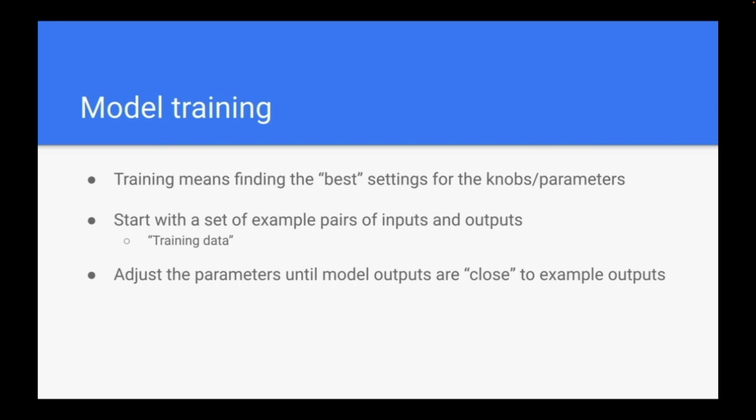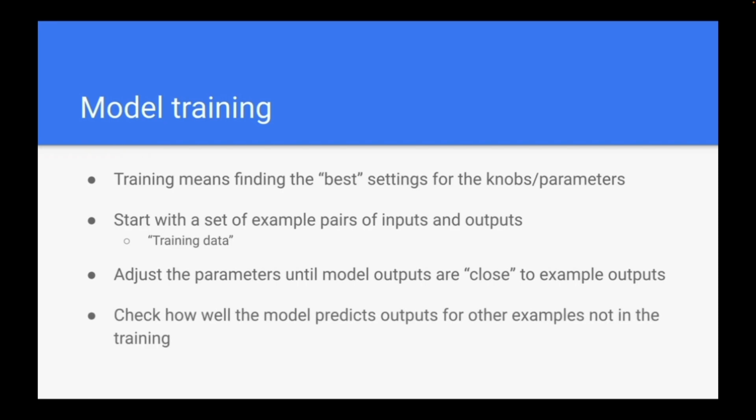So the idea is to adjust the parameters, adjust the knobs on the box until the outputs are close to the example outputs. And again, close is a relative and nuanced concept that has books and papers written about it. And if you spend some time learning about machine learning, a lot of your time is spent on that, actually. What does close mean? What is close enough? And then once we do that, we check how well the model predicts outputs for other examples that were not in the training data. And then probably we repeat this process if our evaluation determines that the model is not accurate enough or some other problem, right? But this is the basic procedure of machine learning and training.